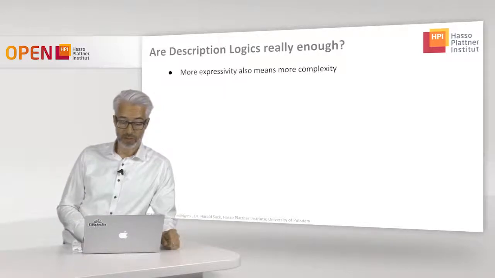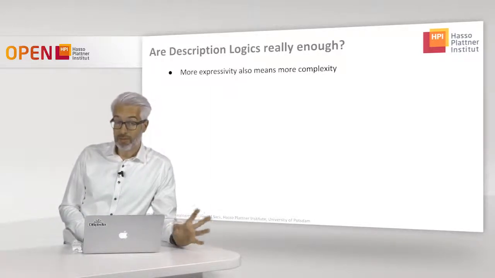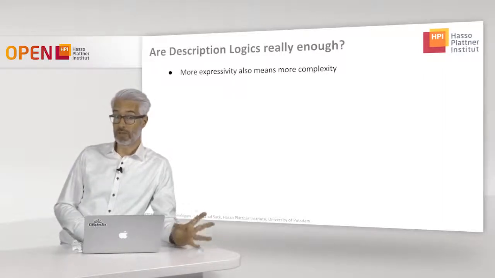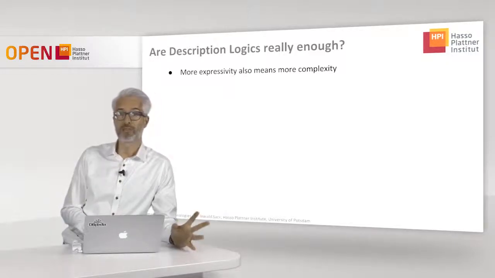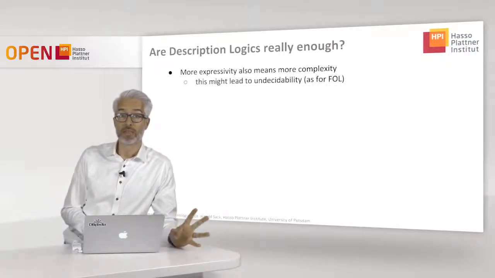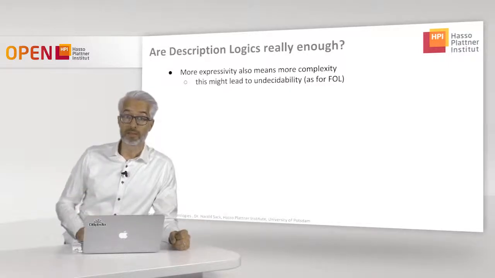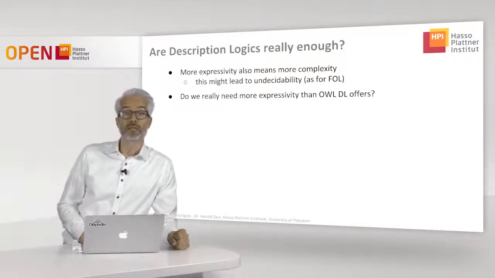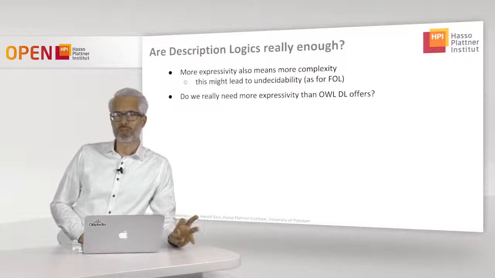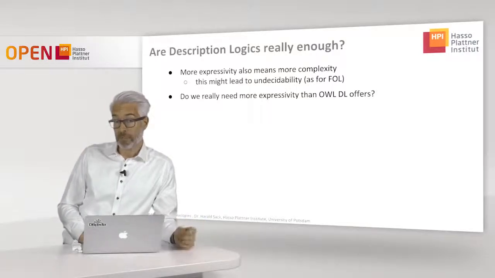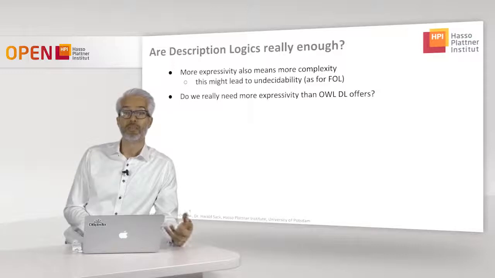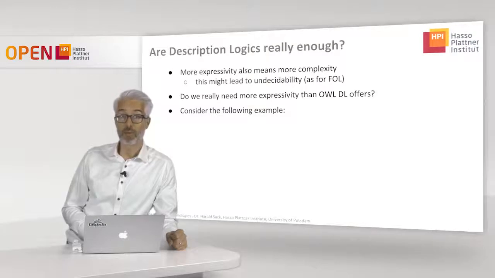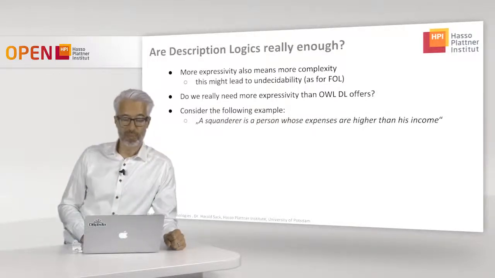Are they sufficient? We know that more expressivity in logics usually also means more complexity, so we have to be careful, especially if it comes to the question whether everything we define here might become undecidable. So we know too much complexity might lead to undecidability, and we know that already for first-order logic, of course. So now the question is, do we really need more expressivity than OWL-DL offers? It depends, of course, on what you want to define, what kind of constructs you want to design with your logic. So consider the following example.